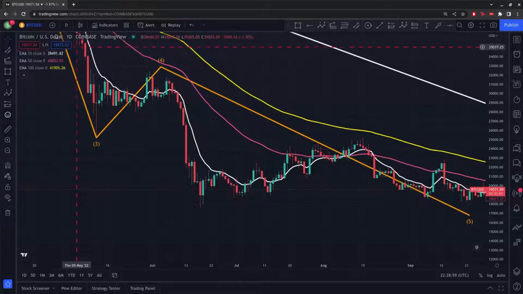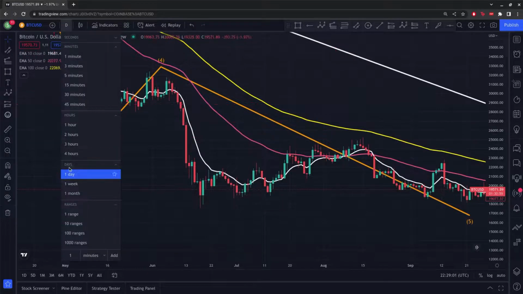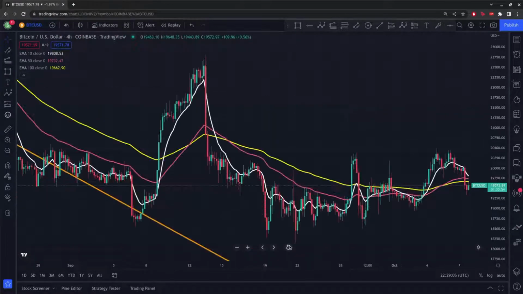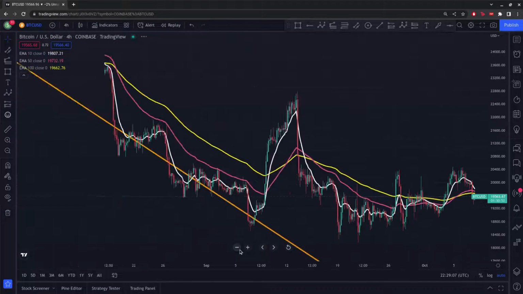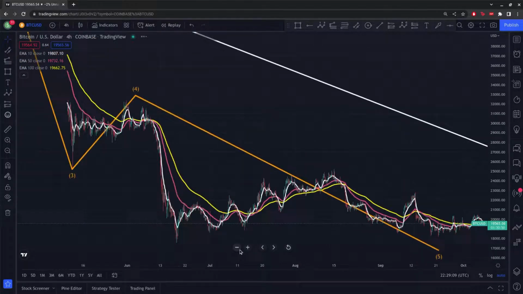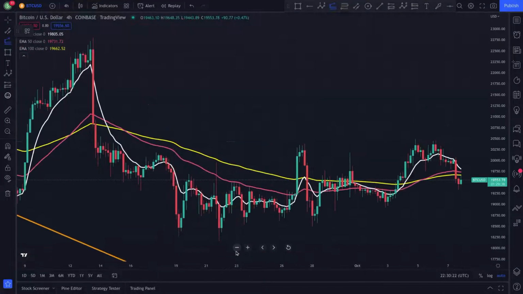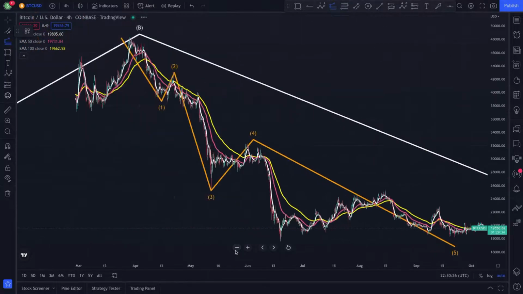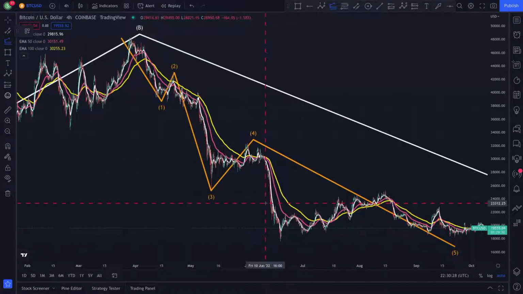So I should go down to the lower time frame, the 4 hours time frame. I can see more information about the market. So on the 4 hours time frame, to be honest with you, the market is looking a bit too choppy for me right now. You have so many candlesticks happening and so many things going on.